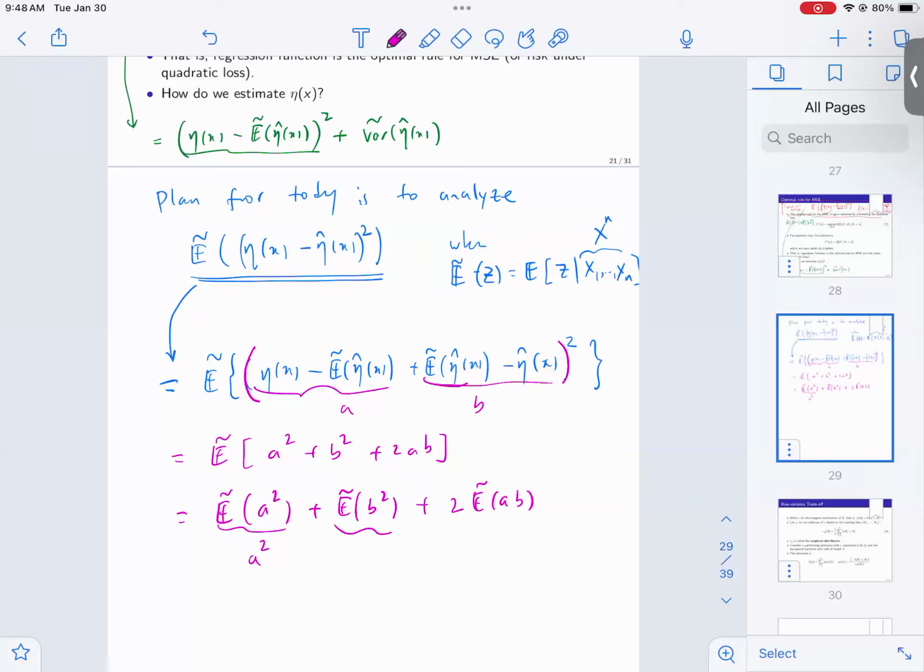So what is this quantity? That's the variance: eta hat x minus its expectation, squared, and then the expectation. So this quantity is the variance of eta hat x. I don't put the tilde because they're all conditioned on the training x's. Then I have this term, where again a comes out because a is constant. So this is going to be twice a times the expectation of b.